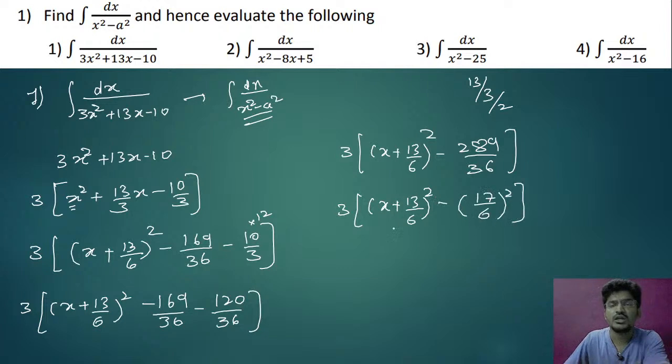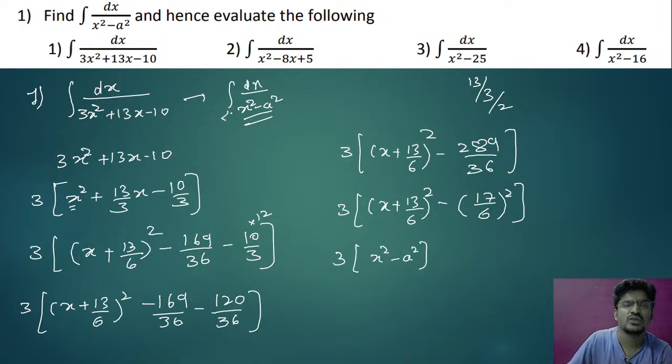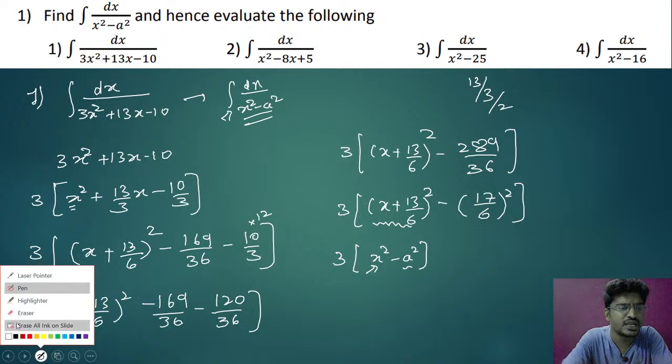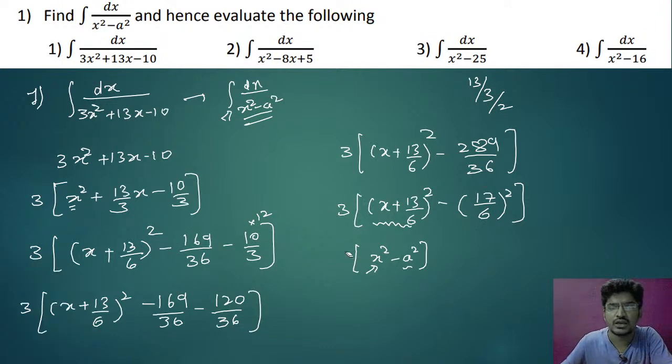So now 3 times x plus 13 by 6 whole squared minus 17 by 6 whole squared. Now you see it is in the form of 3 times x squared minus a squared. That is what we required. In the place of x, you have x plus 13 by 6. In the place of a, you have 17 by 6. So that's why you have to understand this technique. Very simple technique. If you understand that technique, it is very good, and while solving also you will find it very interesting.